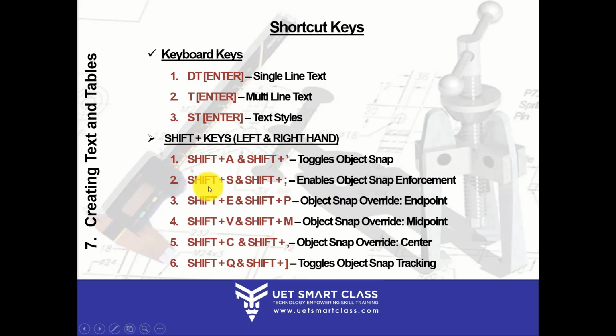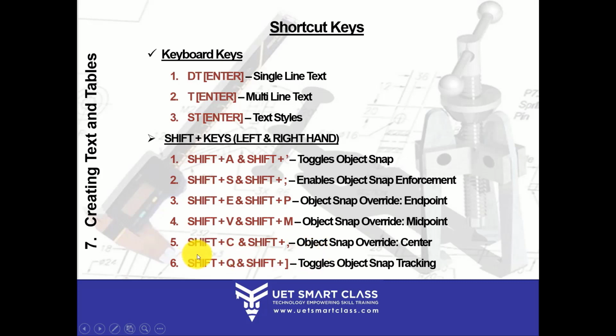The second function you can do through Shift is enable object snap enforcement. You can enable it through Shift plus S or Shift plus colon. Then object snap override endpoint: you can start from Shift plus E from left hand, Shift plus P from right hand. Same way, object snap override midpoint: Shift plus V with left hand, Shift plus M from right hand. Object snap override center: Shift plus C from left hand, Shift plus comma from right hand.